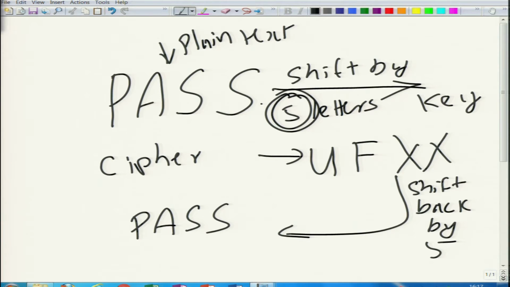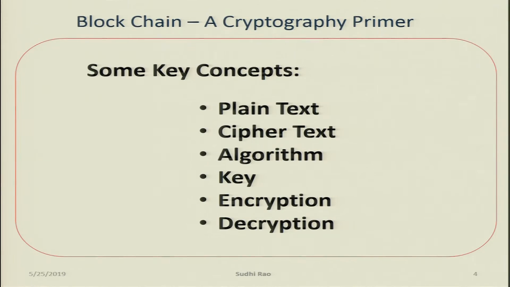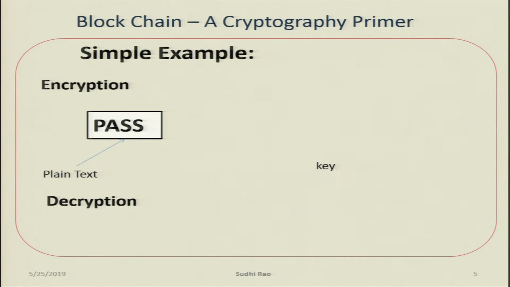Very simple example. By the way, this is called the Caesar algorithm or Caesar cipher, because Julius Caesar is supposed to have used this in sending messages to his generals in the field, and it is a simple shifting, transposition algorithm. We will see there are more efficient, faster ways which leverage a lot of mathematics. We will not go into that, but we will try to understand what they try to do. So, in essence, that simple example captures all these 6 key concepts of cryptography. We will see that again.